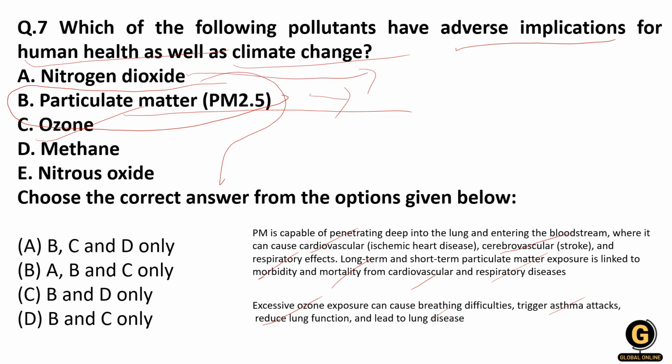Nitrogen dioxide is an oxide of nitrogen, methane is a greenhouse gas, and nitrous oxide is a strong oxidizing agent. So these others are harmful too, but to a much lesser extent. Our correct answer will be ozone and particulate matter 2.5. You have to remember that particulate matter causes cardiovascular and respiratory disease, and ozone triggers asthma attacks and leads to lung diseases, right?